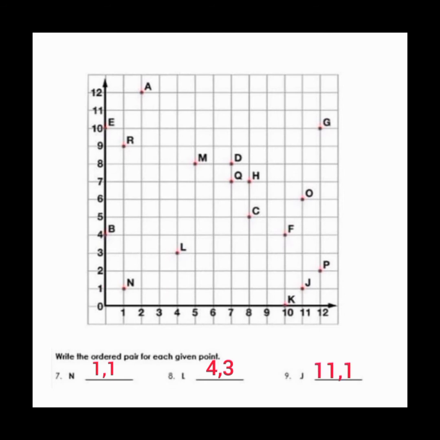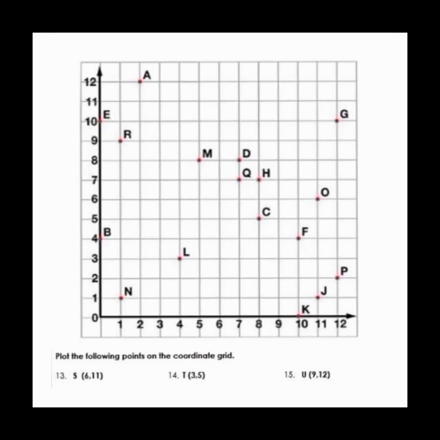Let's continue on to the last part of the assignment. The directions for numbers 13, 14, and 15 say, plot the following points on the coordinate grid. Looking at number 13, they want us to plot S with the coordinates 6 and 11. So finding 6 on the x-axis and 11 on the y-axis, we're just going to go up to where the 2 meet, and then we're going to plot letter S there.